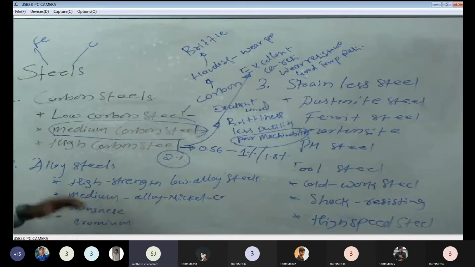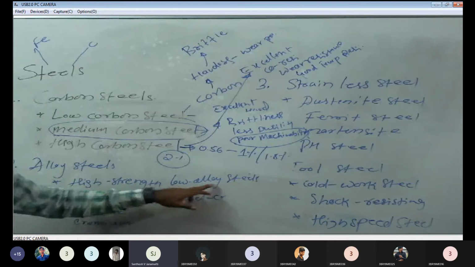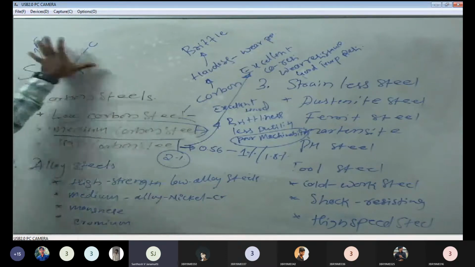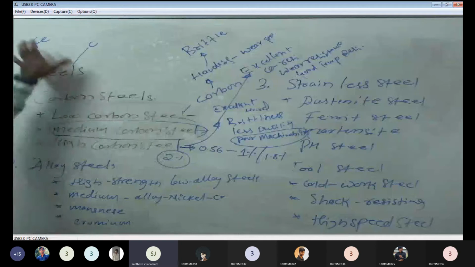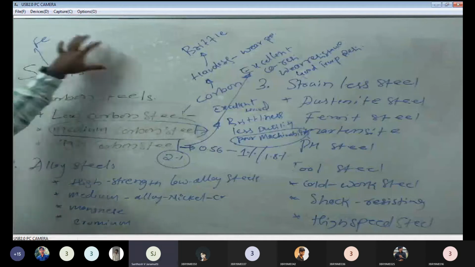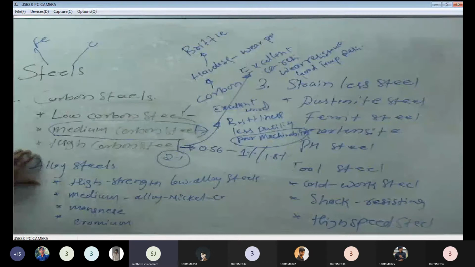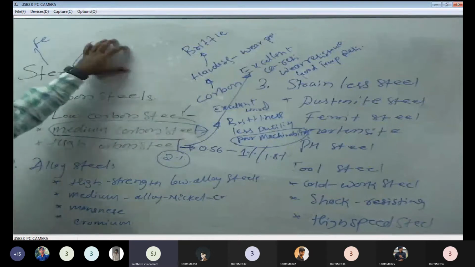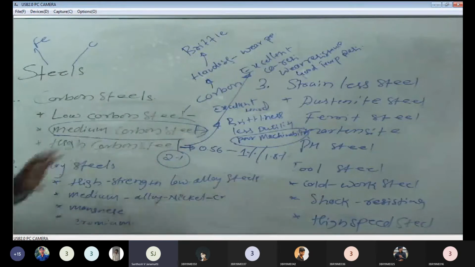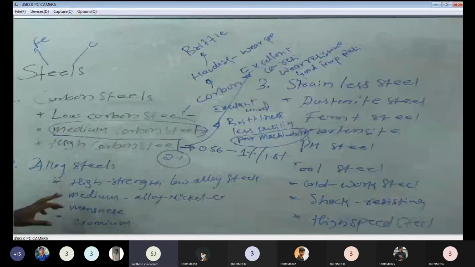So high alloy means high strength, and low alloy. These are alloying steels. Now coming to the alloying steels: alloying steels means not only carbon. Plain steels are restricted to iron and carbon only. Now we are coming to the alloy steels: iron, carbon, with other alloying elements. That is what alloy steel is, a mixture of carbon, iron, and other alloying contents.